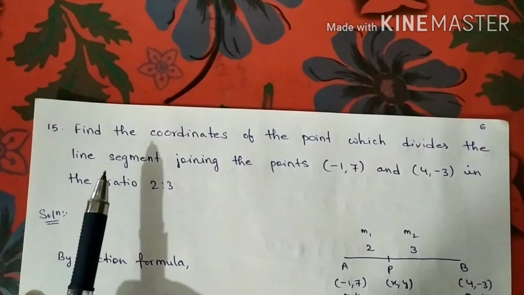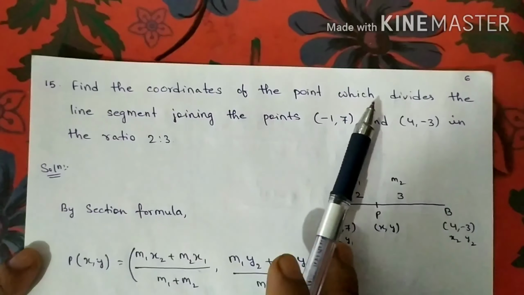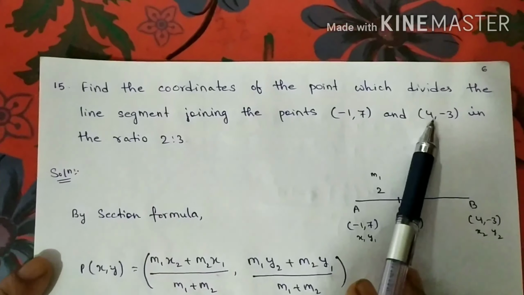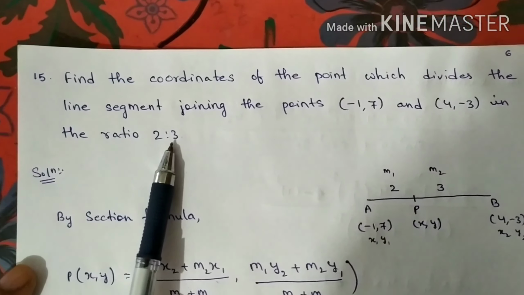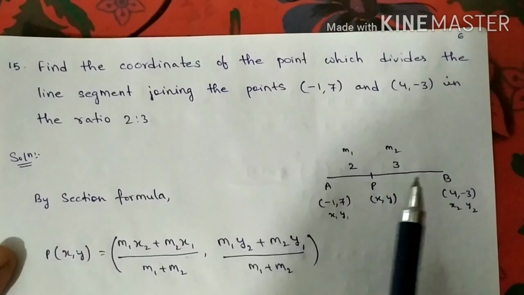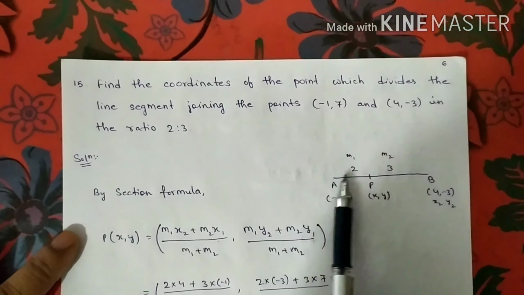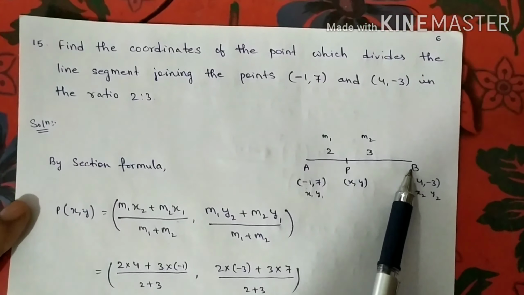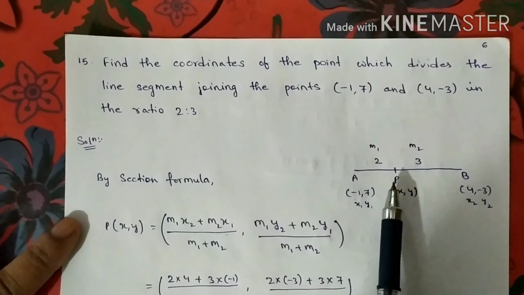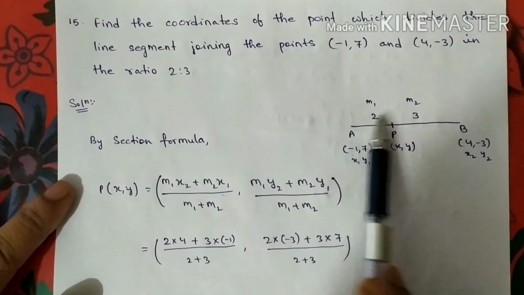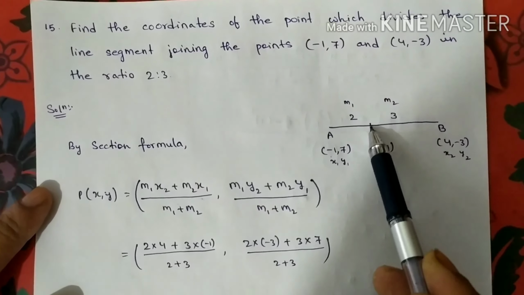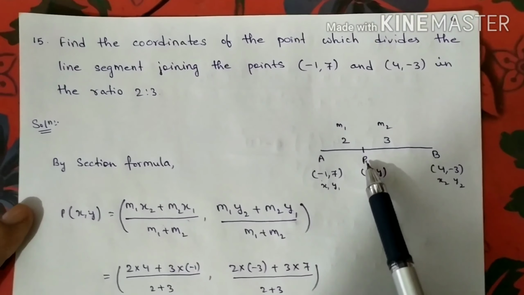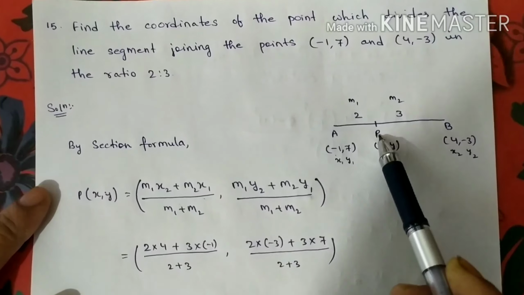In question number 15 it is given: find the coordinates of the point which divides the line segment joining the points (minus 1, 7) and (4, minus 3) in the ratio 2:3. These 2 points are given to us, the coordinates of this point are minus 1, 7 and of this point are 4, minus 3. These are divided in the ratio 2:3. We need to find the coordinates of this point P.